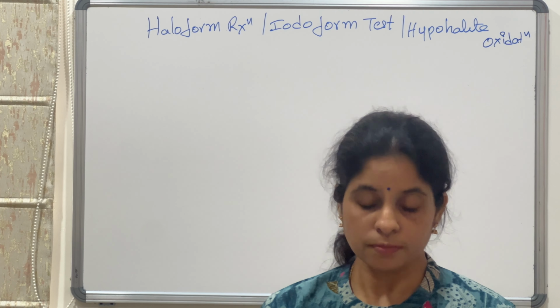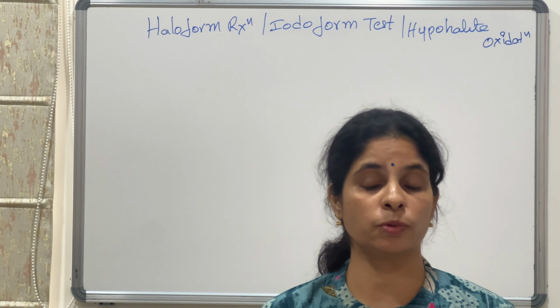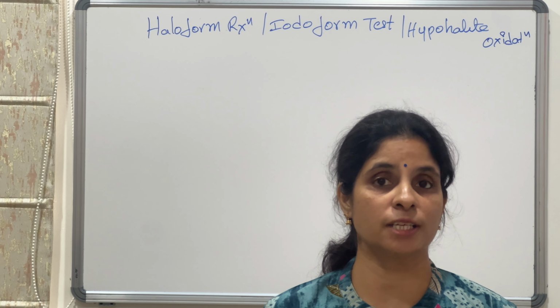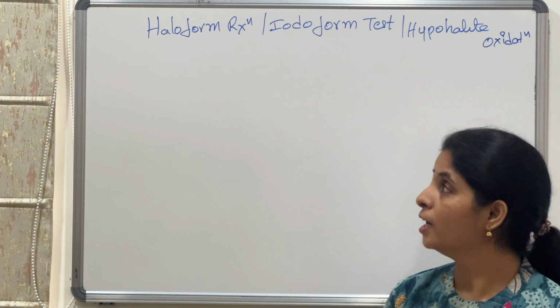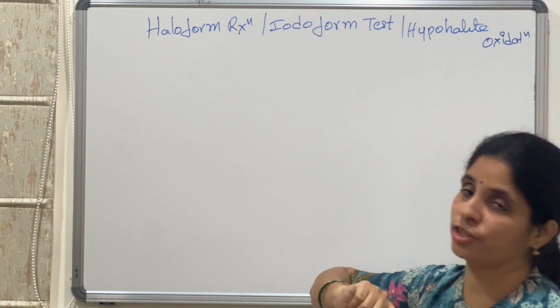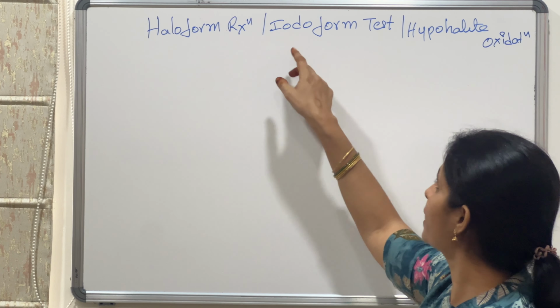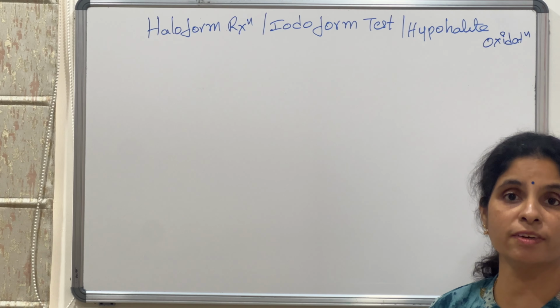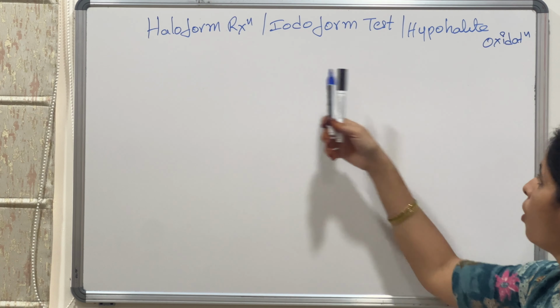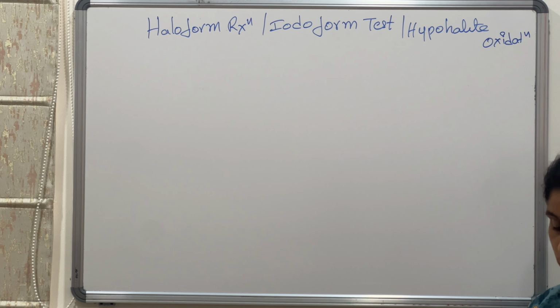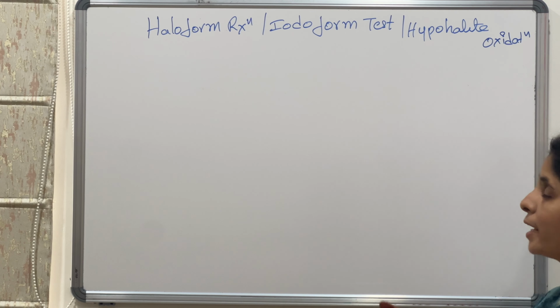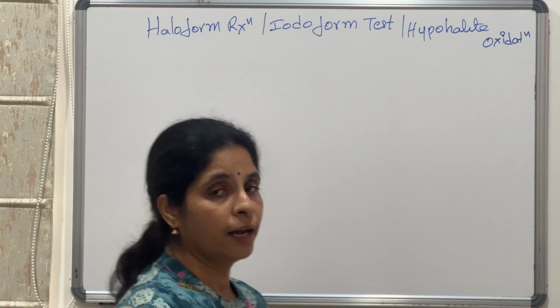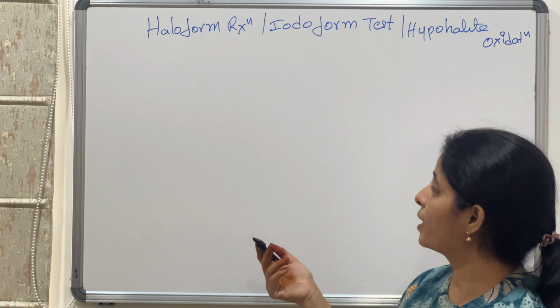Today we will discuss one of the most important reactions in class 12 organic chemistry, that is the haloform reaction. You may call it an iodoform test or hypohalite oxidation, whatever it may be, all are the same. So what is this haloform reaction or iodoform test? Here it is a test or a reaction.